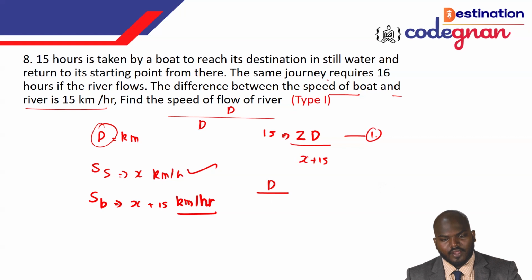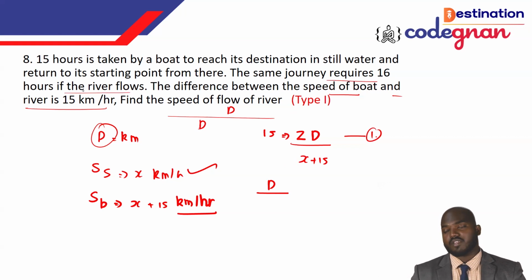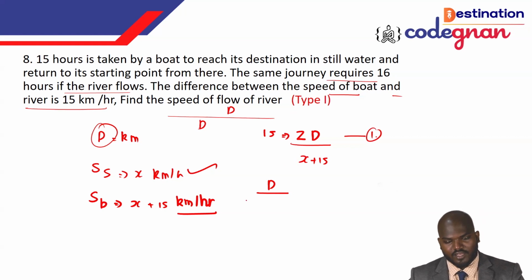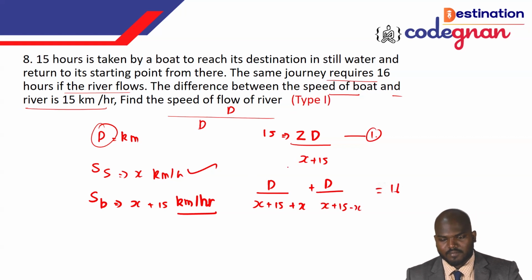The same journey requires 16 hours. If the river flow is happening, then it takes 16 hours. So you see this one, I can take it as x plus 15 plus x. So plus, same formula, but the value is different. 16 minus x is equal to 16. I can call it as here the place.